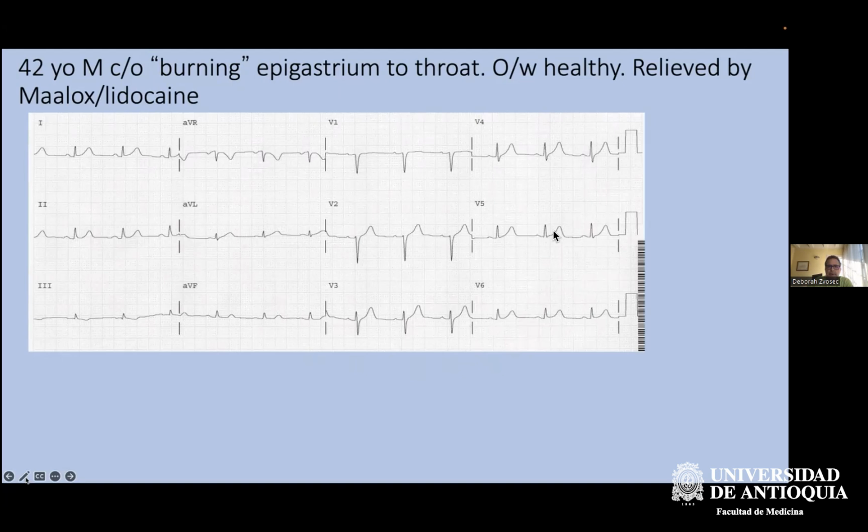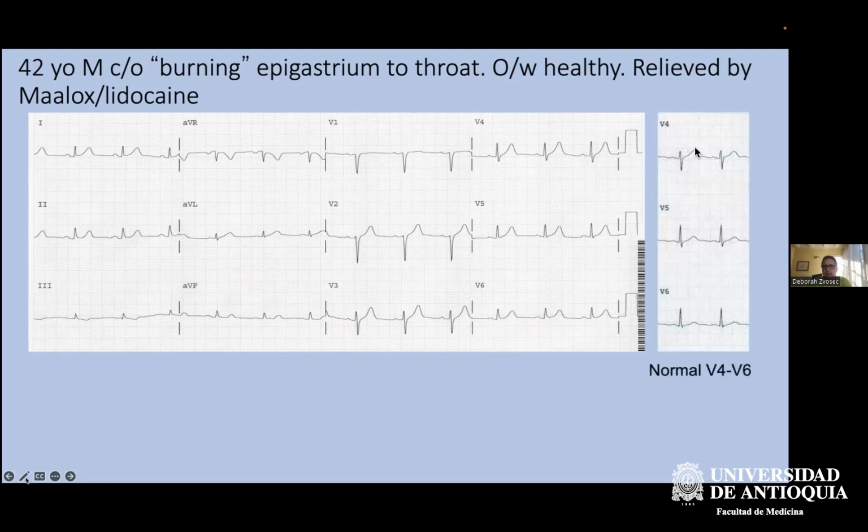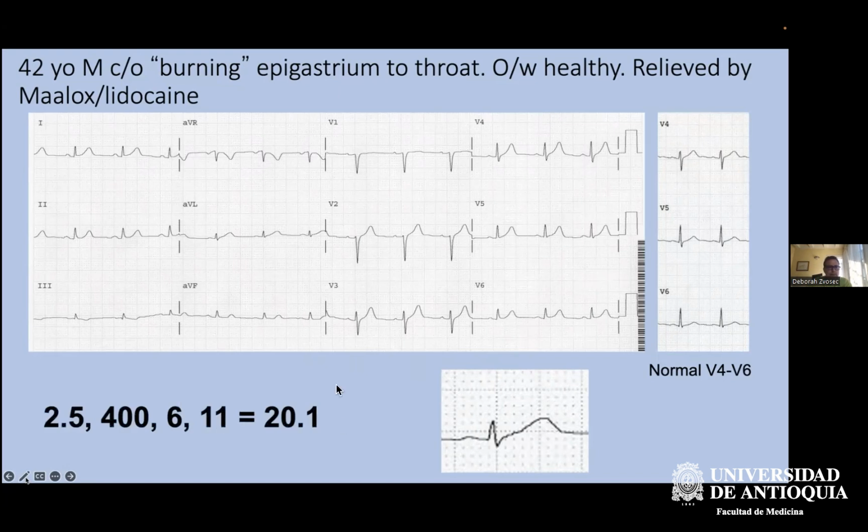These T waves are too big for that tiny QRS. Same here, same here. Look at this one here. This is what the normal V4 to V6 looks like. Look at the difference in the size of the T wave there. And this is aVL magnified. You can see that's a massive T wave compared to that. Look here. So if you use my formula, it says that it's an LAD occlusion.